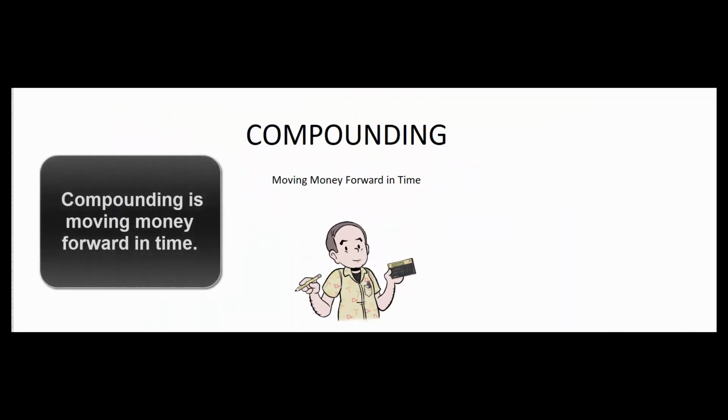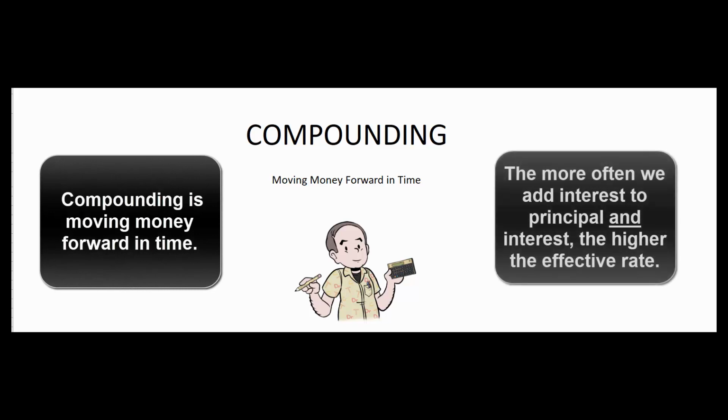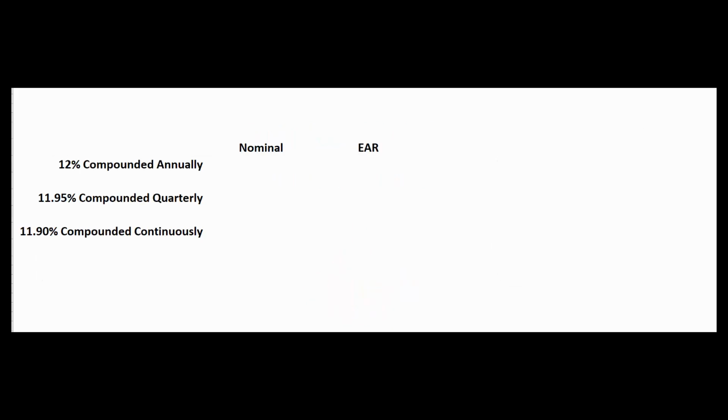Moving money forward in time. And the more often we compound, in other words, the more often the bank looks at our bank account and adds interest to the principal and interest that's already in there, the higher the effective rate.